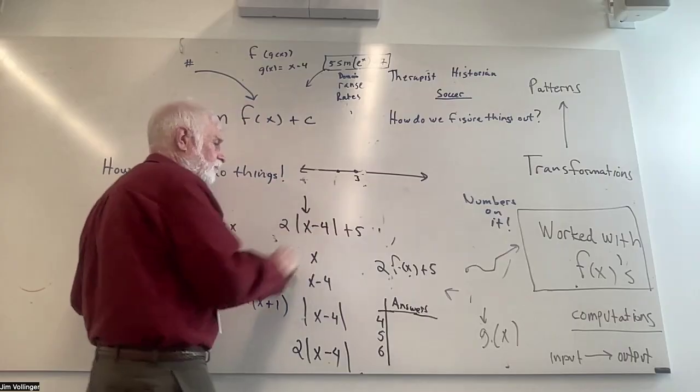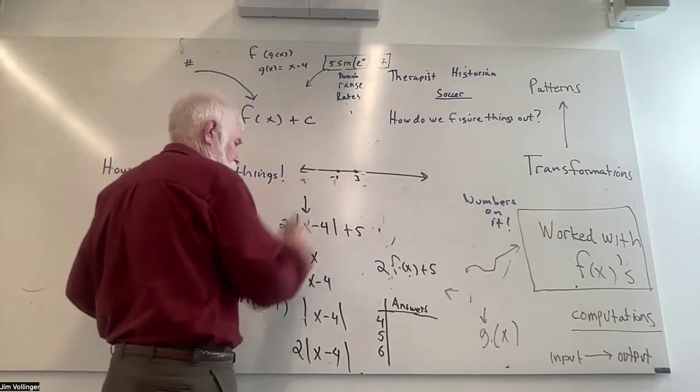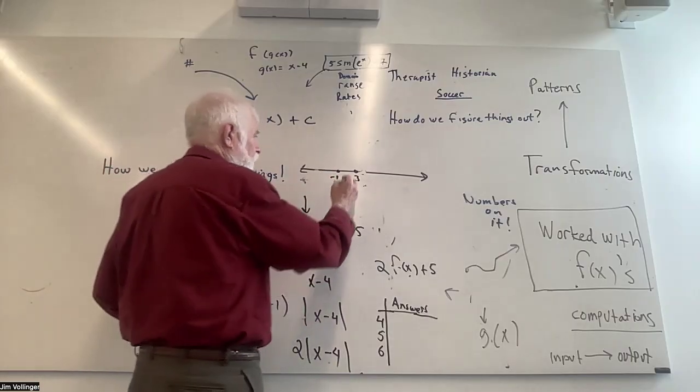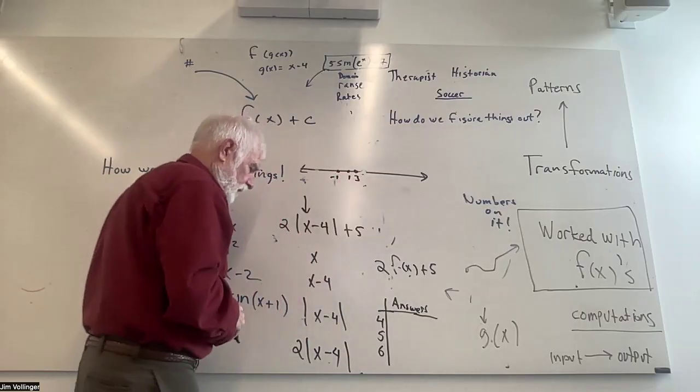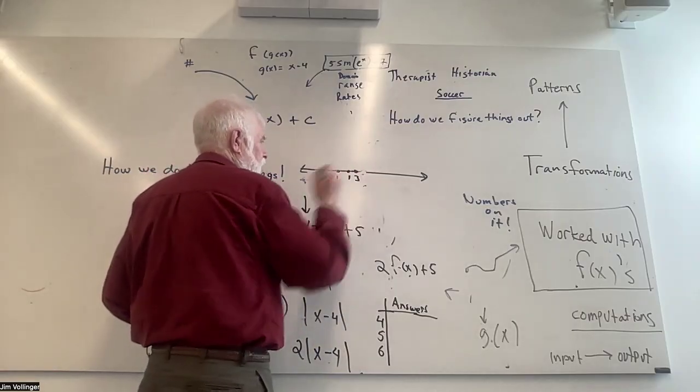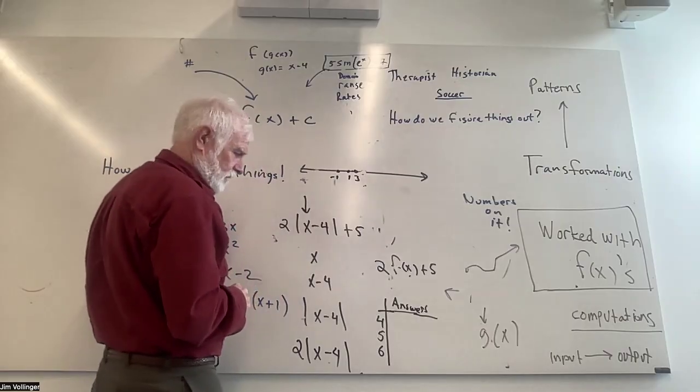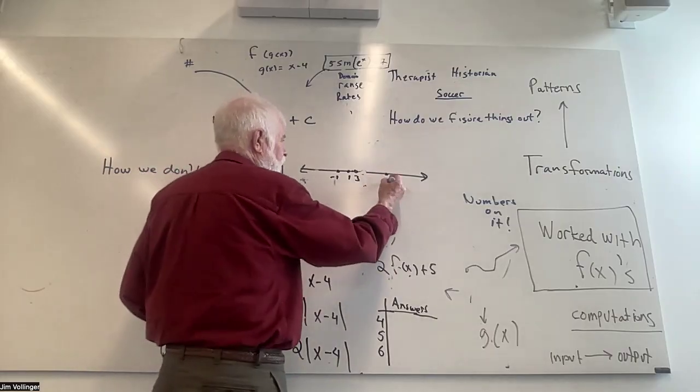Okay, so 3 minus 4. Now we're at -1. And the absolute value of -1 is 1. So now we're here. And let's double that. So that's 1 times 2. Now we're at 2. And let's add, whatever I said, 5. Now we're at 7. There we go.